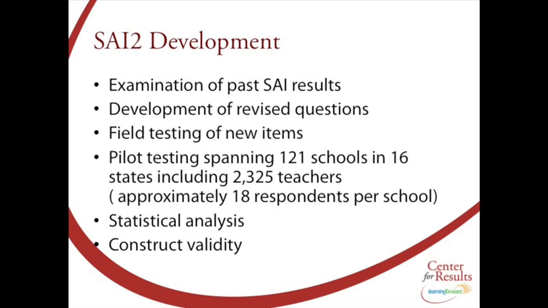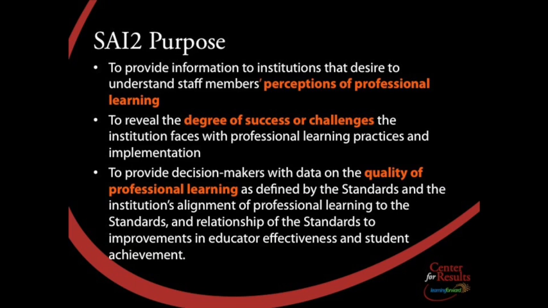This rigorous scientific review process gives us faith that the instrument is valid and reliable and produces information on the quality of professional learning experienced by teachers at the school level. The purpose of the SAI is to provide information to institutions that desire to understand staff members' perceptions of professional learning, to reveal the degree of success or challenge the institution faces with the professional learning practices and implementation, and to provide decision makers with the data on the quality of professional learning as defined by the standards and the institution's alignment of professional learning to those standards.